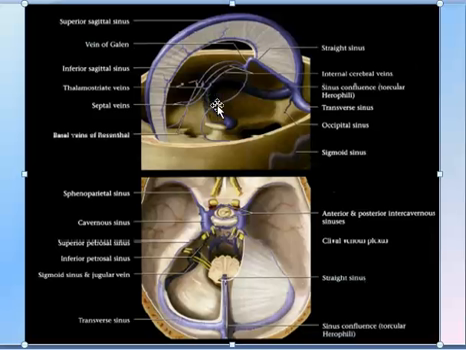transverse, sigmoid, and jugular bulb, while the superior and inferior sagittal are draining into this confluence, called the torcular Herophili, where all are gathered together.